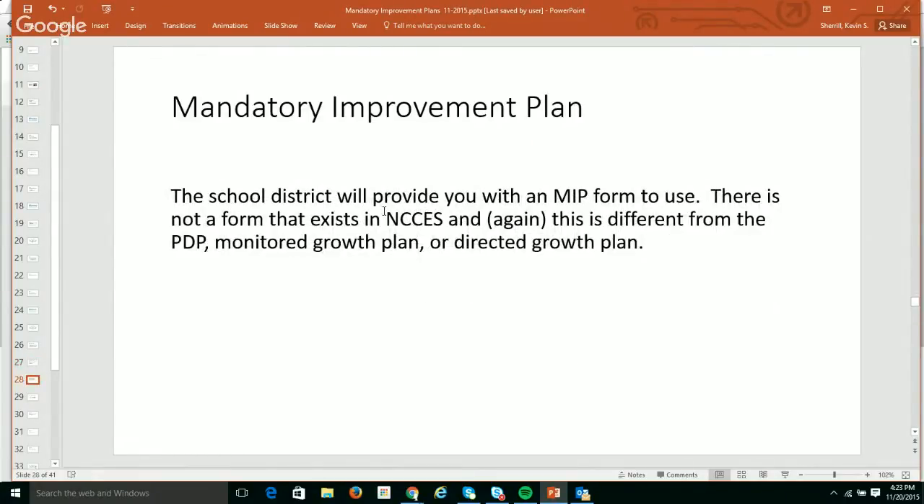We have a form for you to use if you decide that you want to do an MIP. There is not a form that exists in NESIS. And again, this is different from the PDP, the monitored plan, or the directed plan. So if you're not going to use anything that's in NESIS, we're going to give you a written form for that. And it's actually pretty short. I think it might be 2 pages at the most.